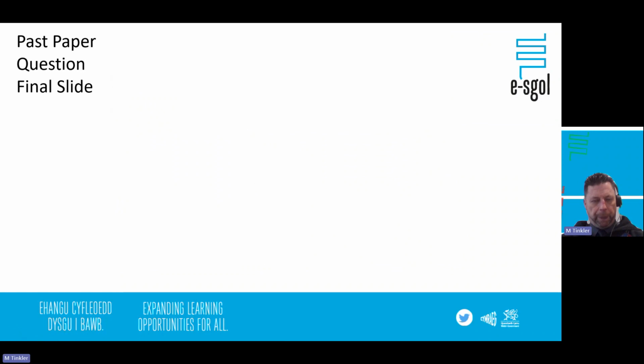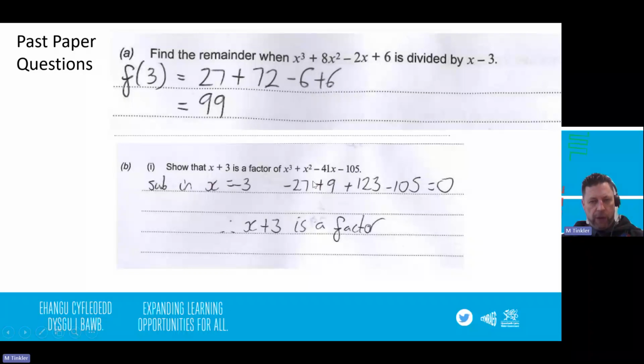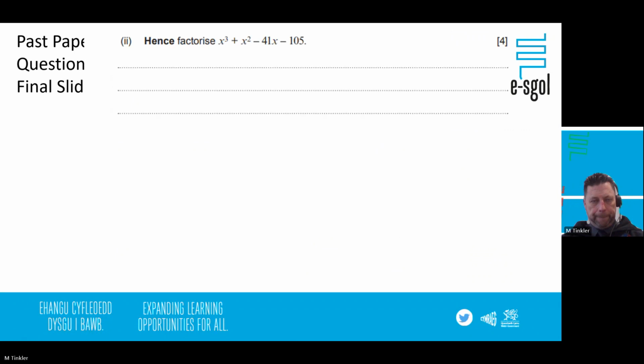And say this is the final slide. Hence factorize. Now just go back a slide. Hence factorize. It's the same question. So we know our first bracket is going to be x plus 3. This is 4 marks like they generally are. The second bracket's got to start with x squared, leave a gap for the smiles, and then how many 3's make 105? You can always use your calculator if you can't do that straight away in your head.